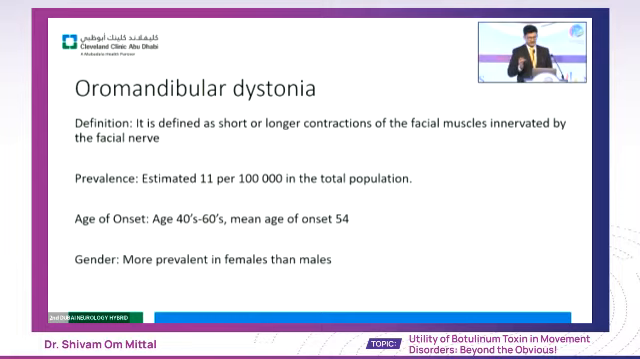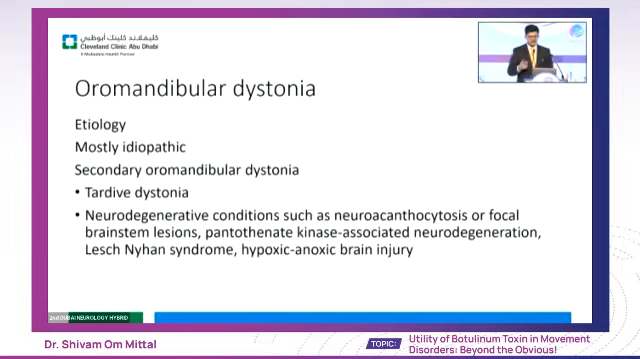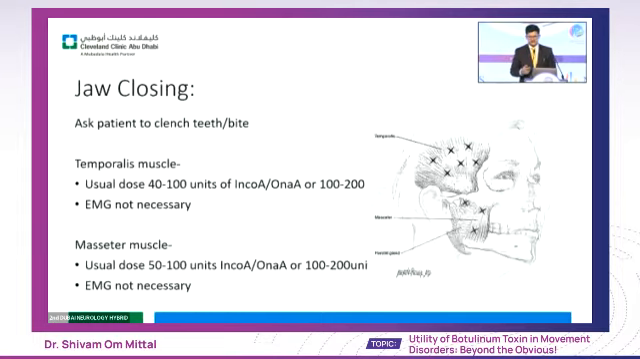Another less obvious condition is oromandibular dystonia. Jaw closing dystonia is very common. We all know how to inject masseter muscles. Jaw opening dystonia becomes very challenging because you have to target the lateral pterygoid muscle and it has to be EMG guided. The results are again 40%, 50% improvement. It's not like the 90% improvement that we see in jaw closing dystonia. So again, it has to be a discussion with the patient.